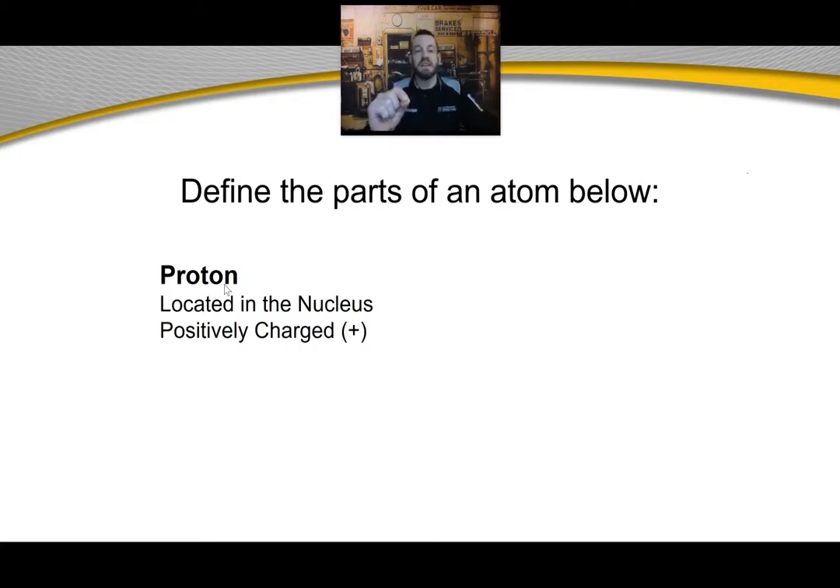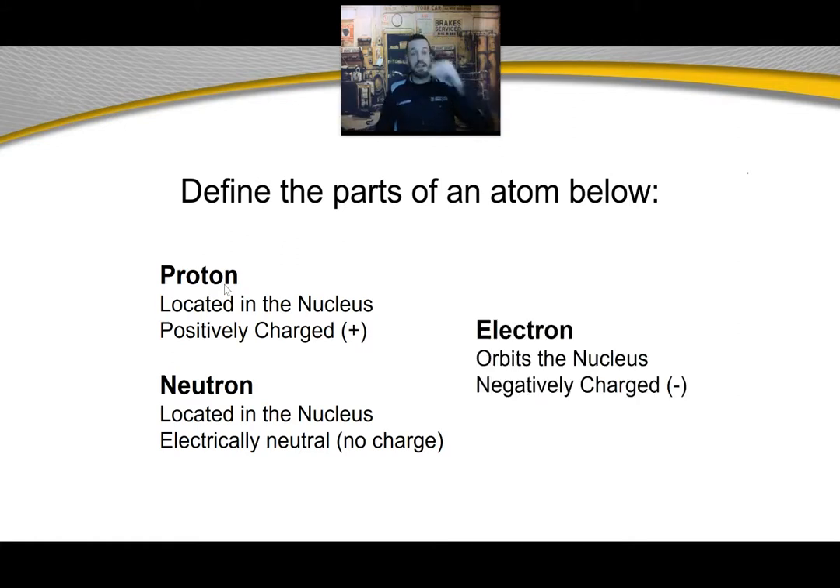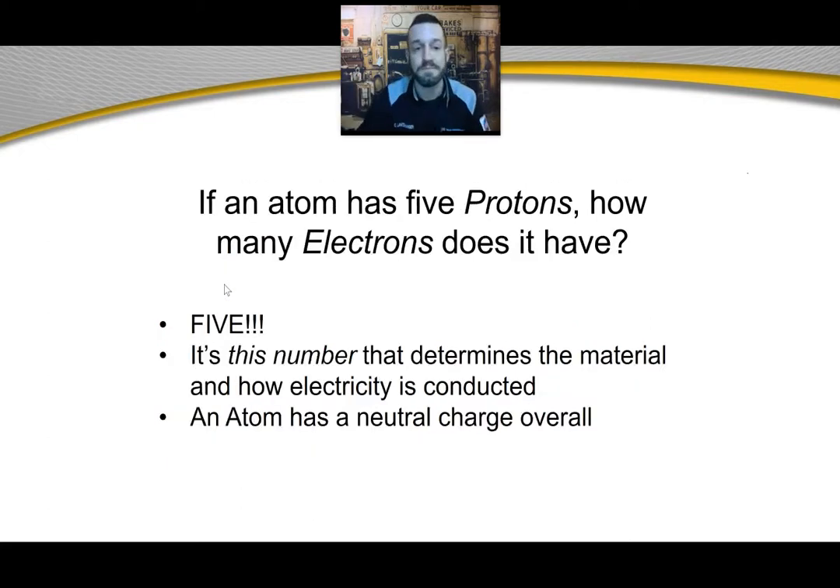The proton, okay, this is located in the nucleus. It is positively charged. You also have a neutron, also in the nucleus. It is electrically neutral, hence the name. There is no charge to that, okay? Now, electrons, they orbit the nucleus, okay? They're negatively charged. So you have a positively charged nucleus, and you have the electrons in orbit, okay?